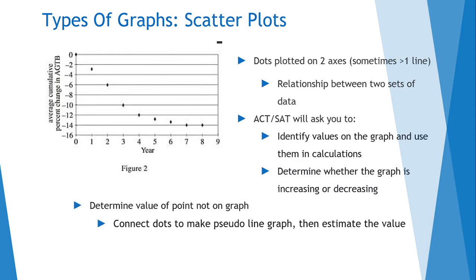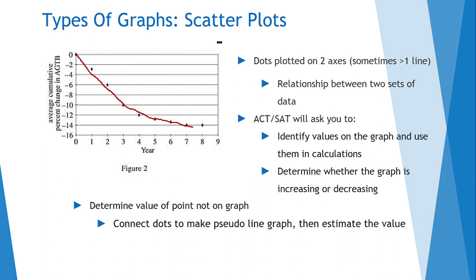The scatter plot is also a lot like the line graph, but in this case, you'll be making guesses about any data points not already on the graph. If the question asks you about a value not present, you're going to want to draw a line through all the points that kind of goes with the flow of the graph.